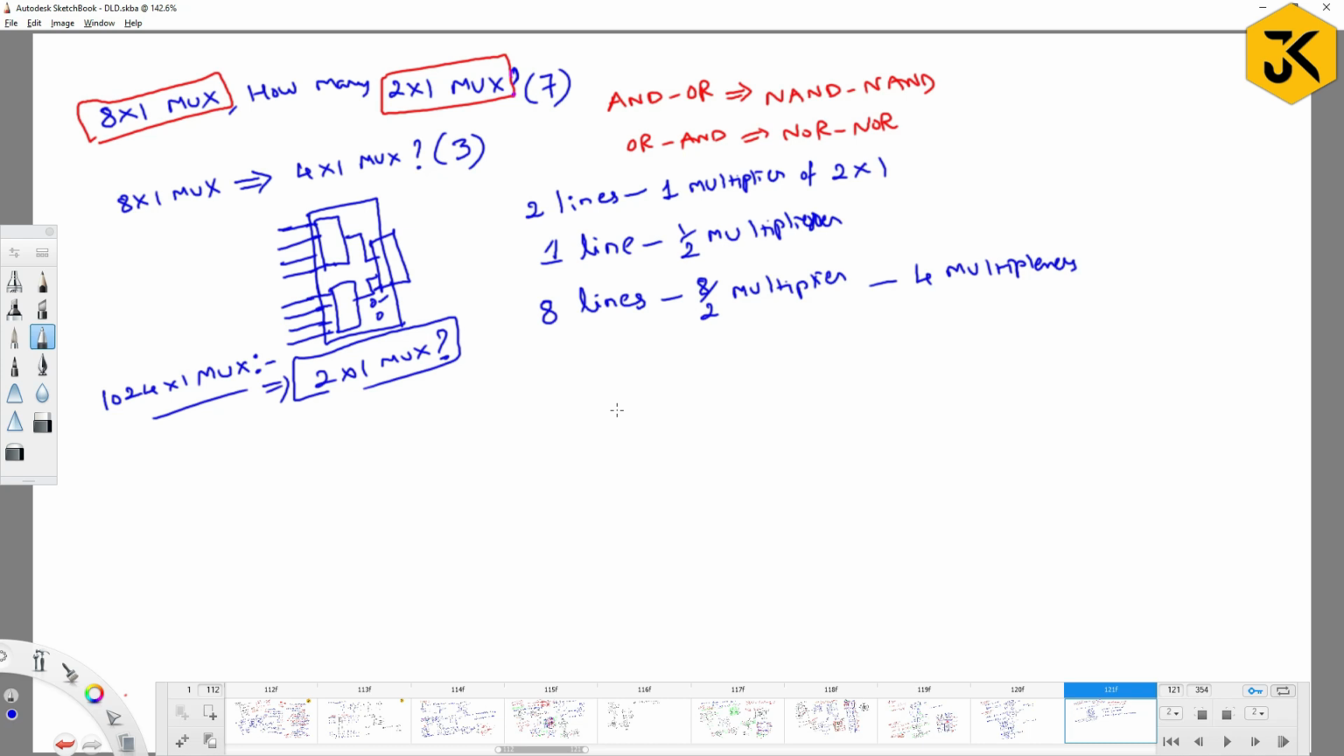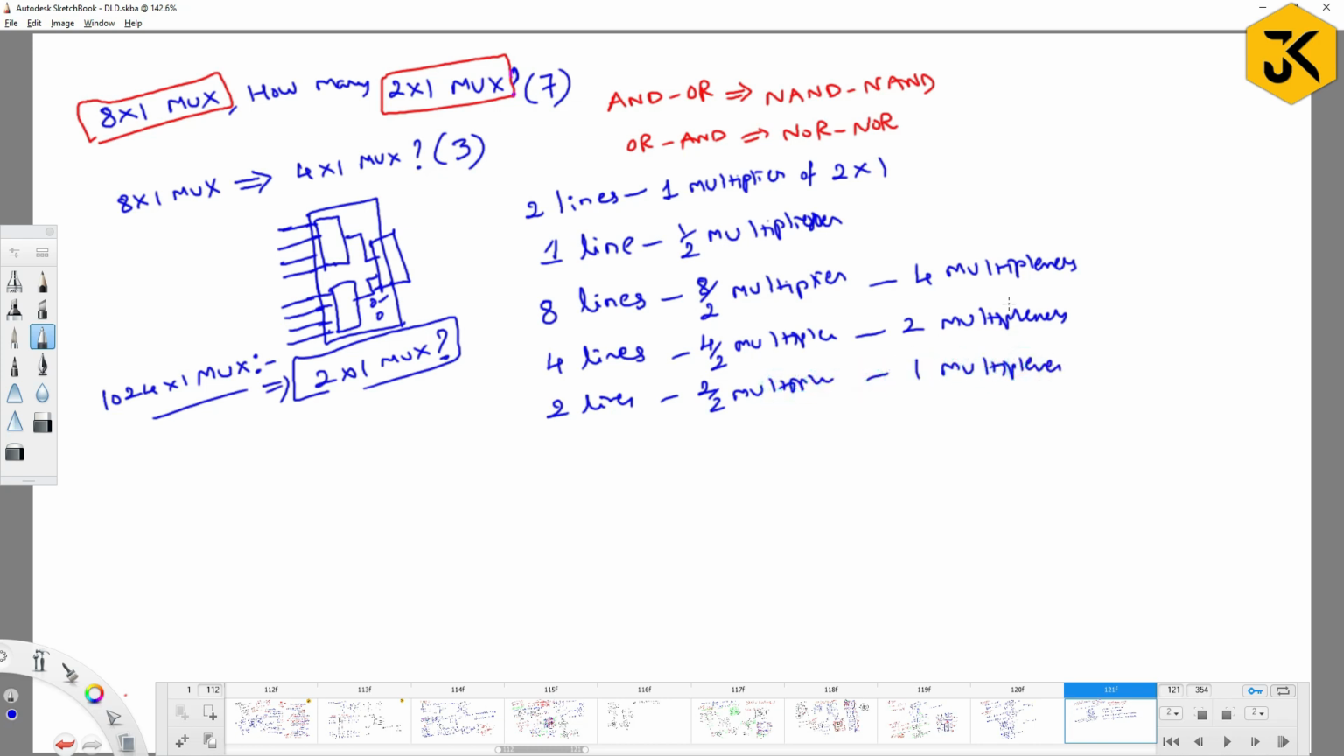So what do you have to do again? You are going to have 4 lines again. For these 4 lines, how many half multiplexers are required? 4 by 2, so you are going to get 2 multiplexers. Again, 2 multiplexers have 2 more outputs, so again for 2 lines, 2 by 2 multiplexers are required. That means 1 multiplexer.